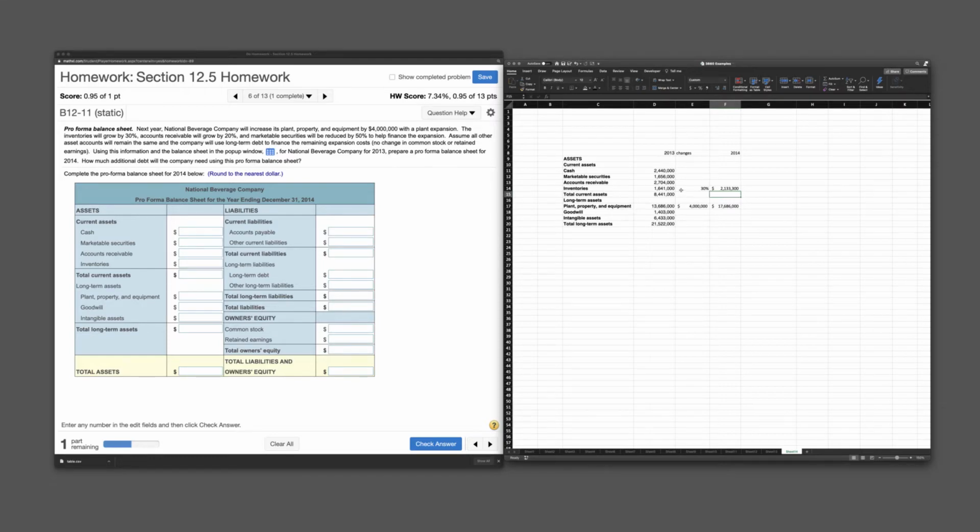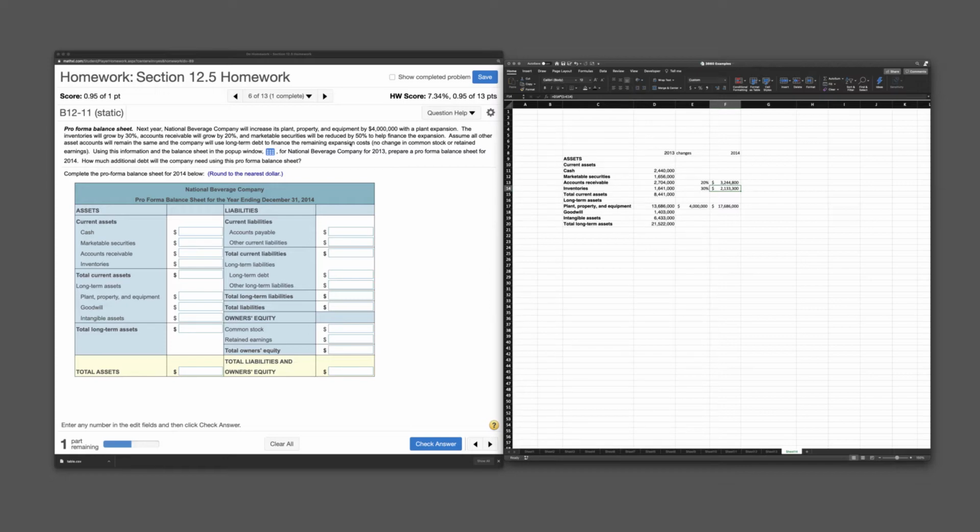All right. Now let's move on to accounts receivable. Accounts receivable will grow by 20%. So we're going to go up here and we're going to account for the increase in accounts receivable. Wonderful.